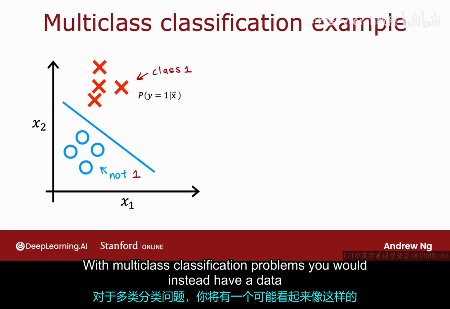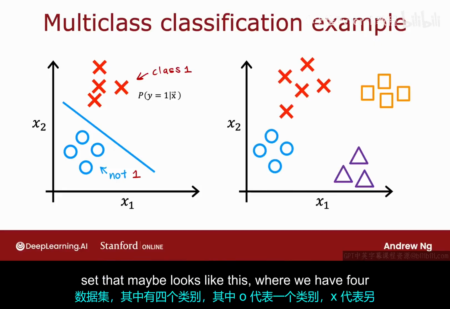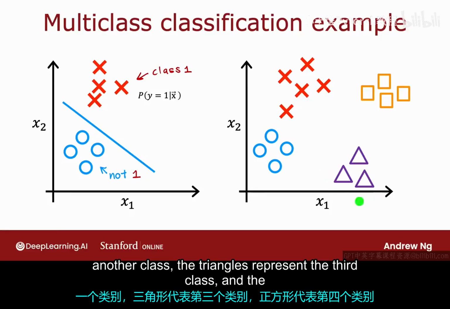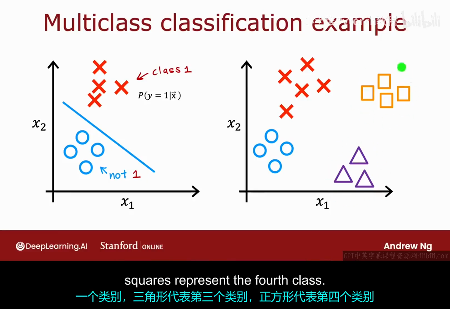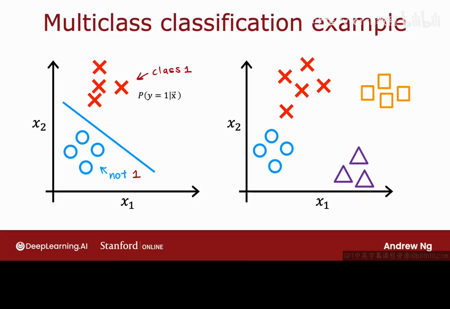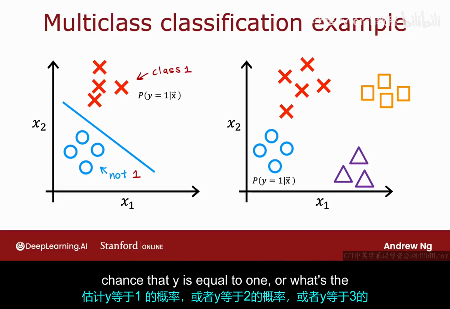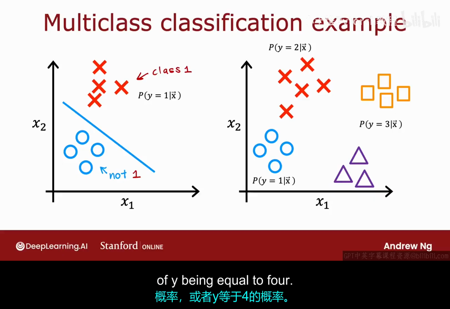With multi-class classification problems, you would instead have a data set that maybe looks like this, where we have 4 classes, where the O's represent one class, the X's represent another class, the triangles represent a third class, and the squares represent a fourth class. And instead of just estimating the chance of y being equal to 1, we'll now want to estimate what's the chance that y is equal to 1, or what's the chance that y is equal to 2, or what's the chance that y is equal to 3, or the chance of y being equal to 4.